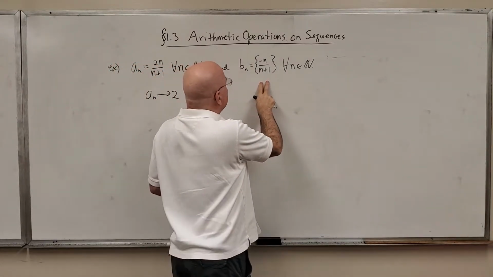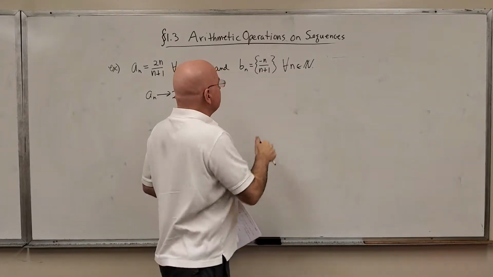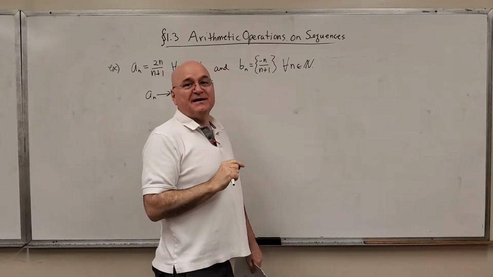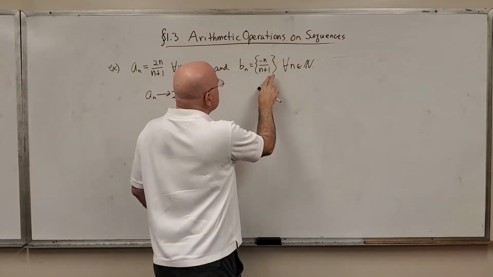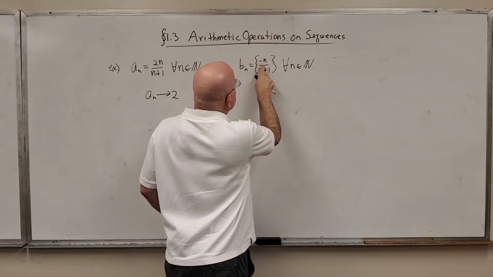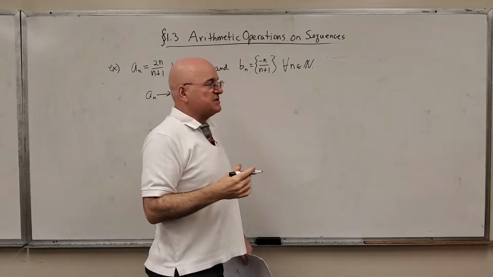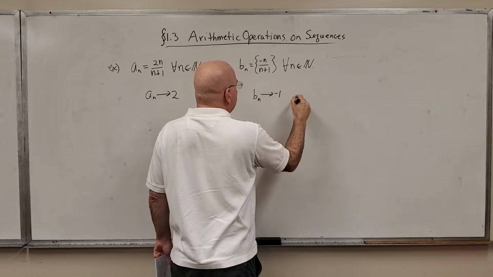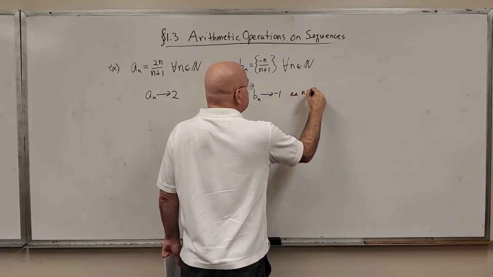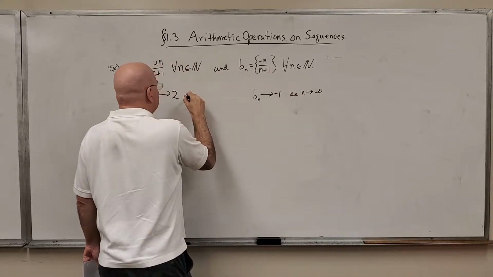bn, by the same kind of logic, this plus 1 doesn't contribute anything as n gets large, as n goes to infinity. So effectively we have negative n over n, which is just negative 1. So we have bn going to negative 1, I'll say, as n goes to infinity.